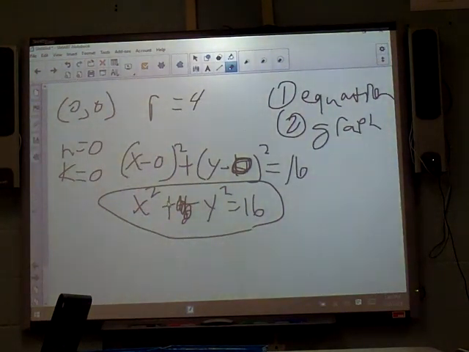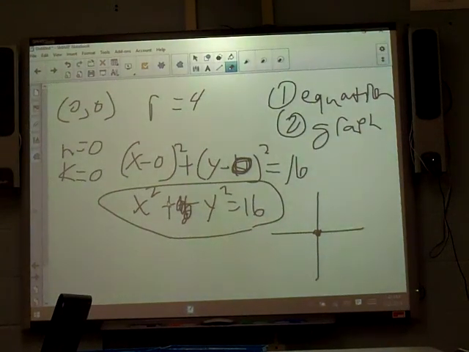Now the graph of this is easy. Just draw a little makeshift graph over here. I know its center is at the origin, (0, 0). All you're going to do when you graph these circles is start wherever the center is, and they're not always going to be at the origin. That would be too easy if they were. But then from the center, count your radius in all 4 directions. Count it to the right of the center, count it up from the center, count it to the left of the center, and count it down.